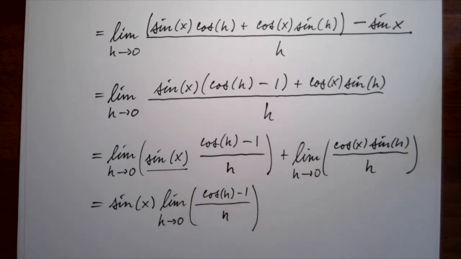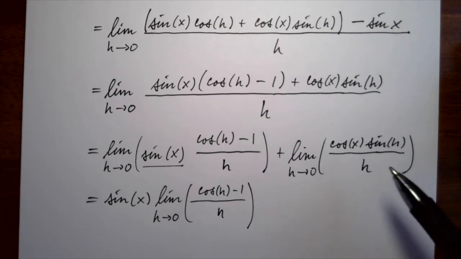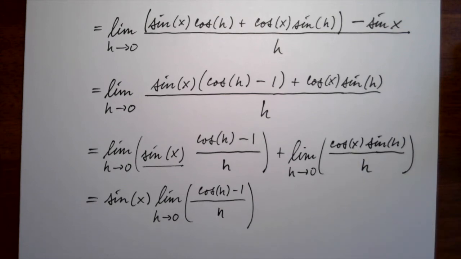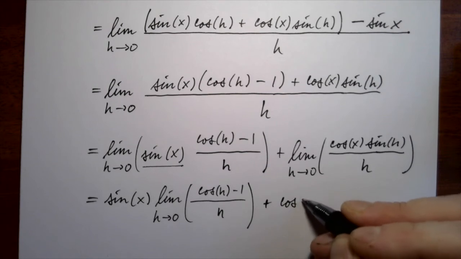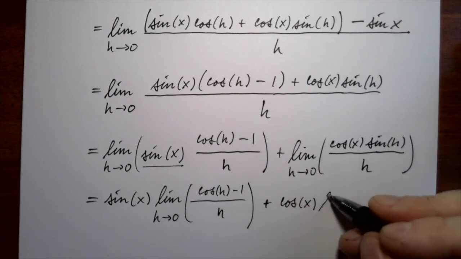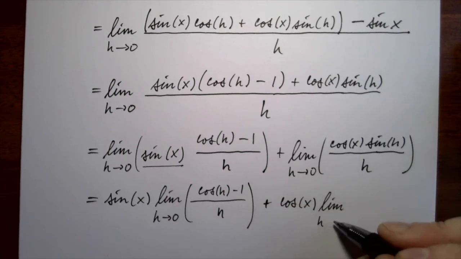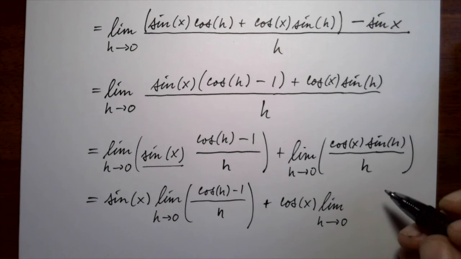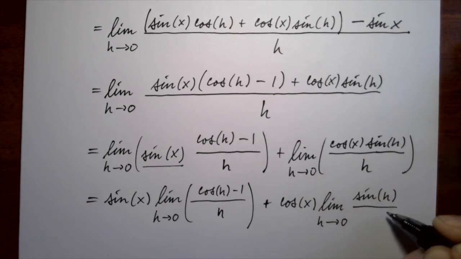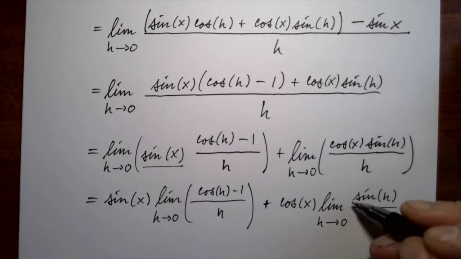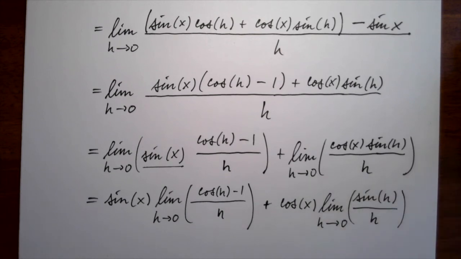Similarly, cosine of x does not depend on h, so we can pull it through the limit. Again, this is cowboy mathematics. All of these computations are valid, provided that at the end of the day, the new limits that I'm writing down actually exist.